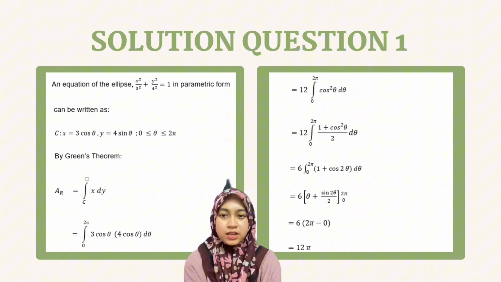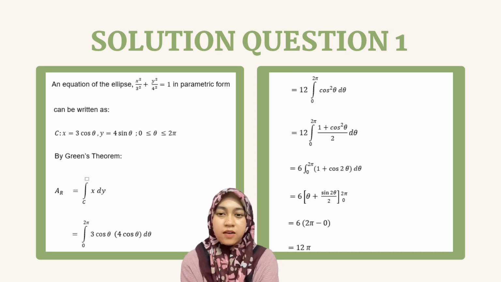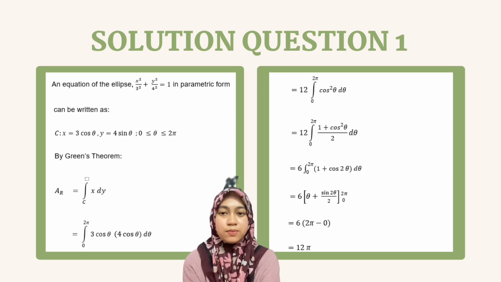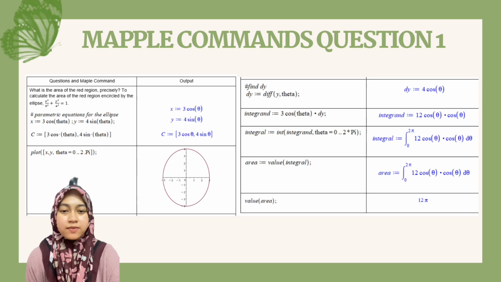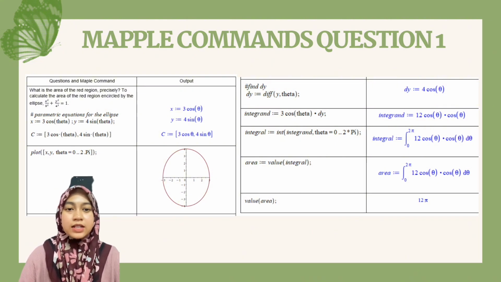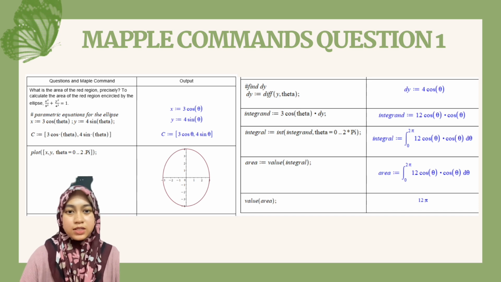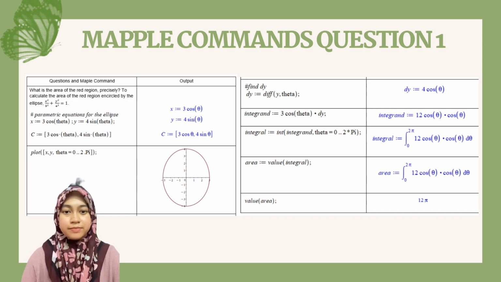For the final calculation, we evaluate the result. After evaluating the integral from 0 to 2 pi, we get 6 multiplied by 2 pi. Therefore, the area is 12 pi. Next, we will go through the process of calculating the area of the gray region enclosed by the ellipse given by the equation x squared over 3 squared plus y squared over 4 squared equal to 1 using another method. The final calculated area of the ellipse is 12 pi, confirming our result.